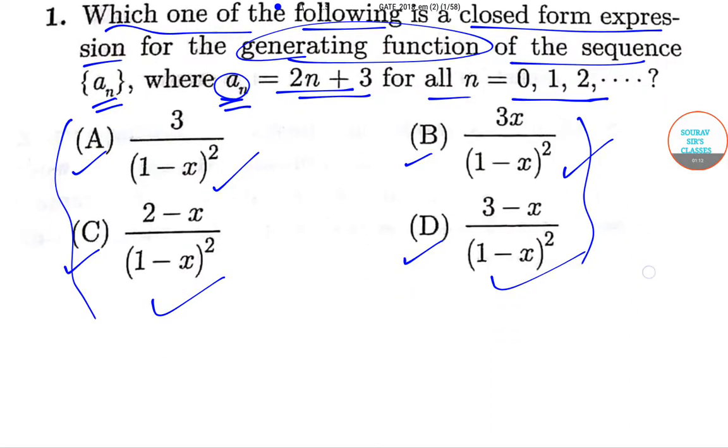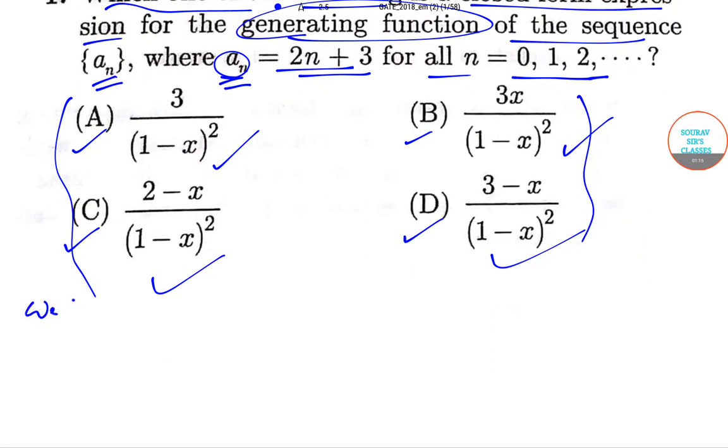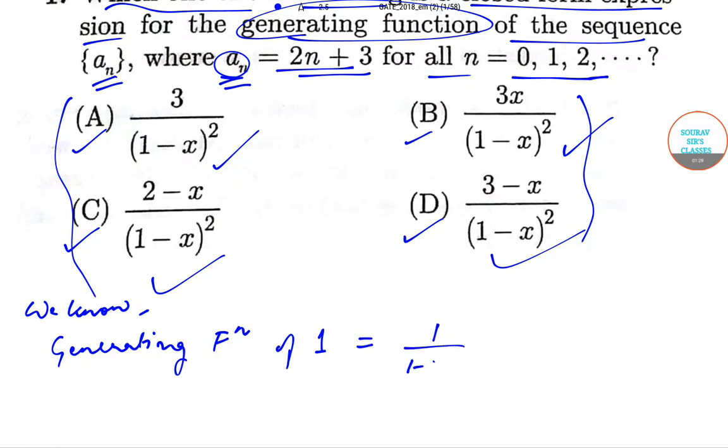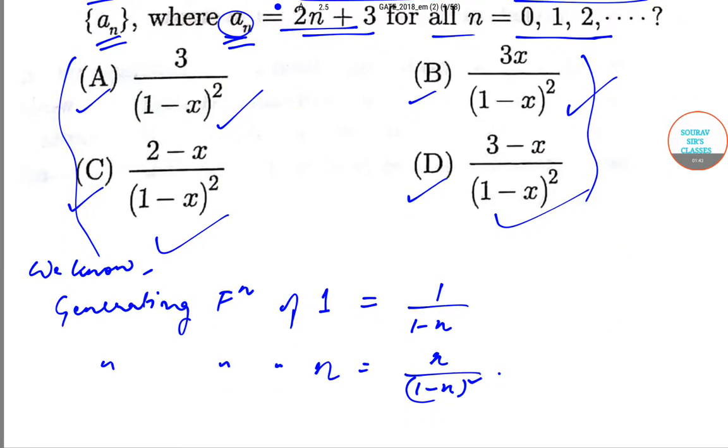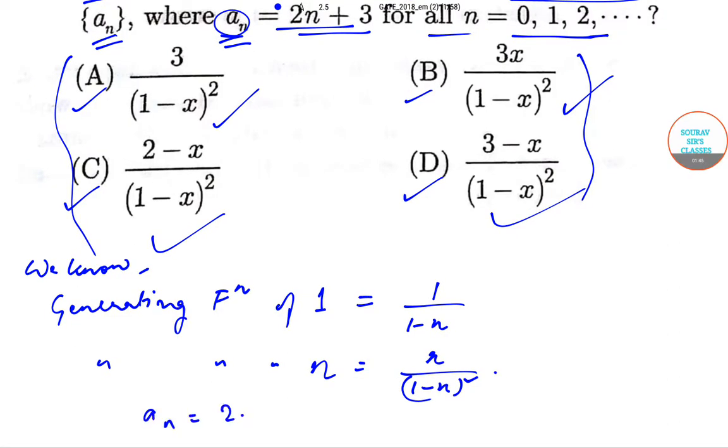Now we know that the generating function of 1 is equal to 1 upon 1 minus x. Similarly, the generating function of n is given by x upon (1 minus x) whole square. Now we have been given that an is equal to 2n plus 3. This can be written as 2n plus 3 into 1.